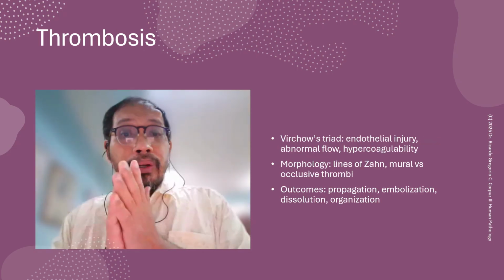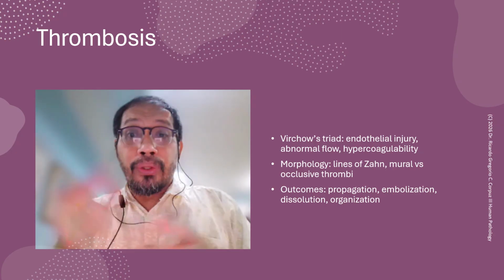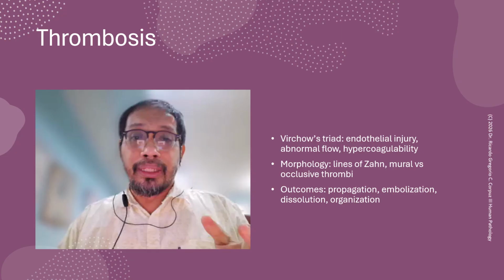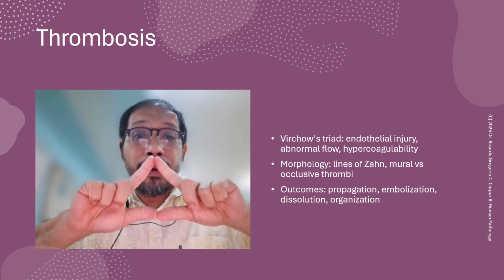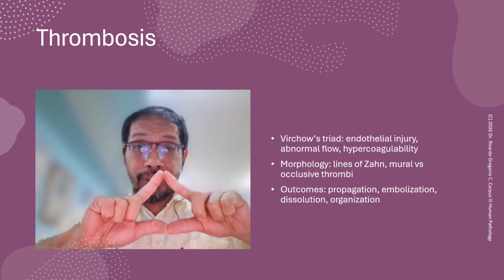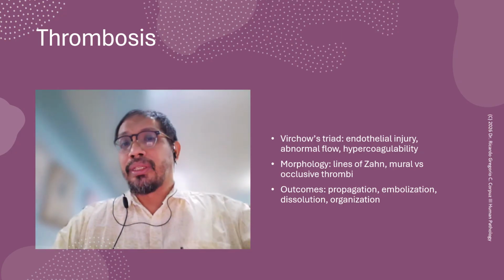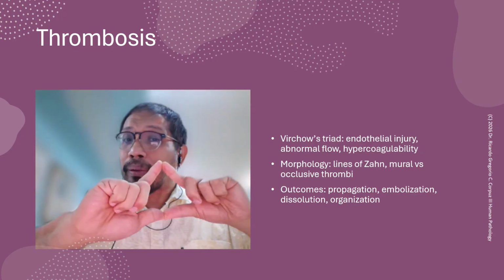Thrombosis. So, the core mechanism behind thrombosis. Thrombosis develops when normal hemostatic balance is disrupted. The classic framework comes from Virchow's triad, which identified three major contributors: endothelial injury, abnormal blood flow, and hypercoagulability.